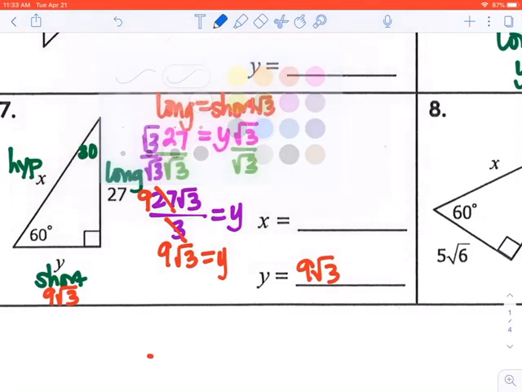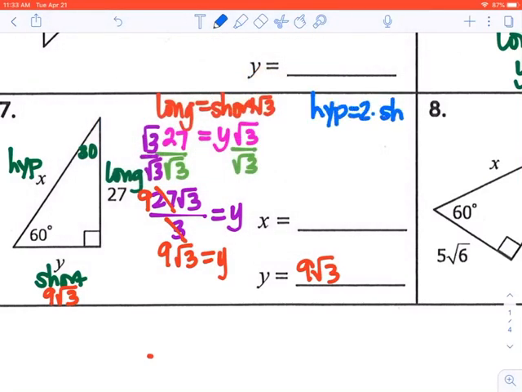Do a different color here. Okay, the hypotenuse is always equal to 2 times the short leg. Hypotenuse is going to be our x. 2 times the short leg is 9 rad 3. If I had not found that short leg, I would have had 2 variables in this equation. So you have no choice but to do what we did first.